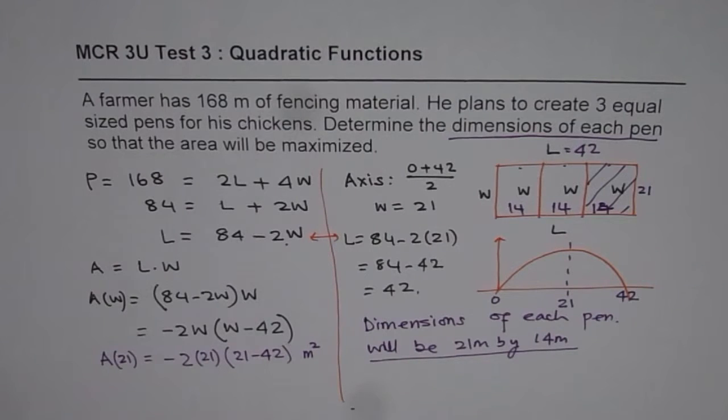Now there are many ways of solving this for maximum or minimum. You could have done completing the square and then found the answer, but probably this is the fastest way of getting the answer, right? And I hope this figure helps you to understand.